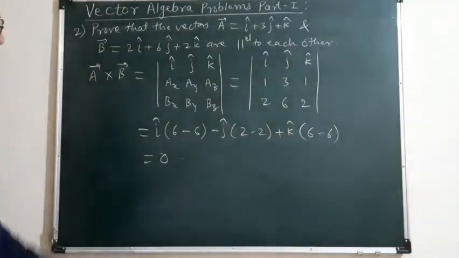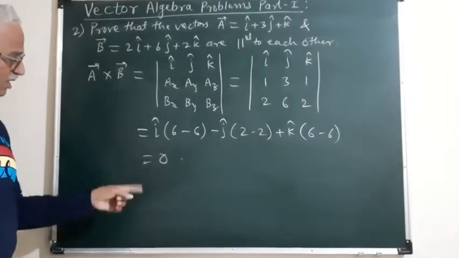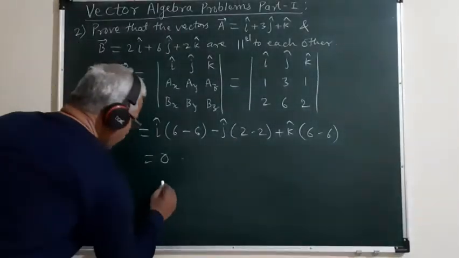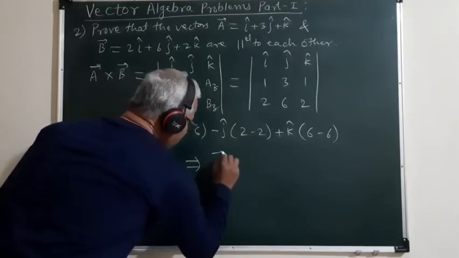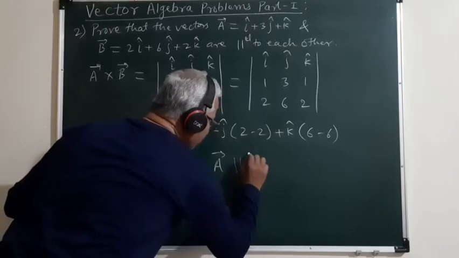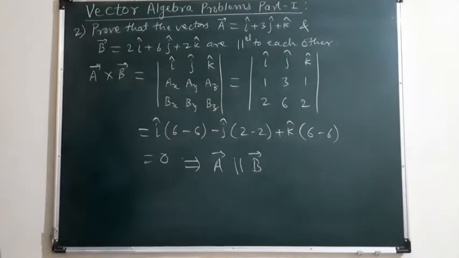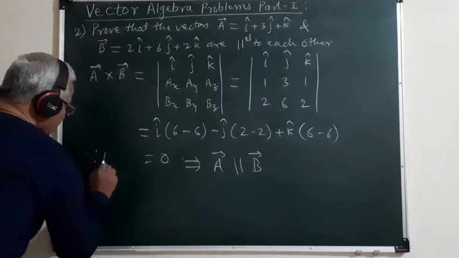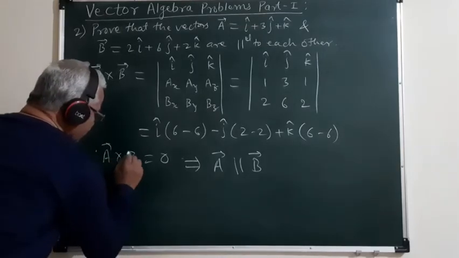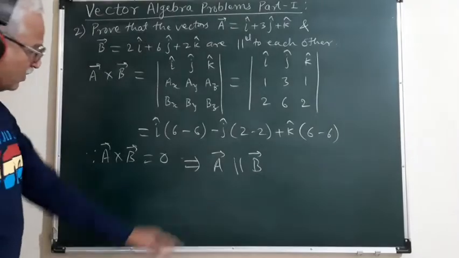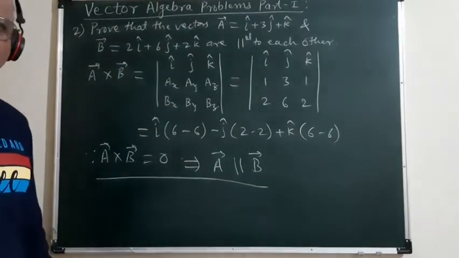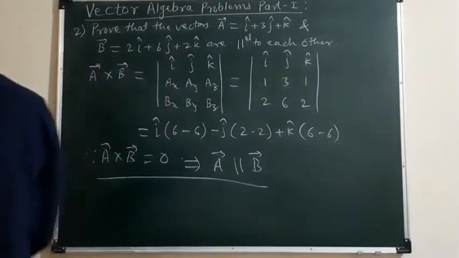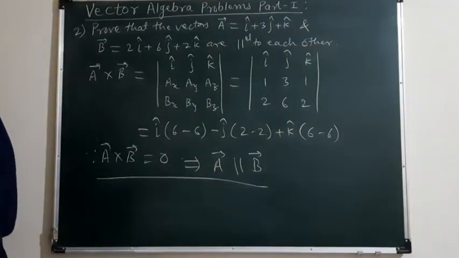So since the cross product of a bar and b bar works out to be equal to 0, we can say that this implies that the vectors a bar and b bar are parallel to each other. So that is the second problem. Then we will see the next one.